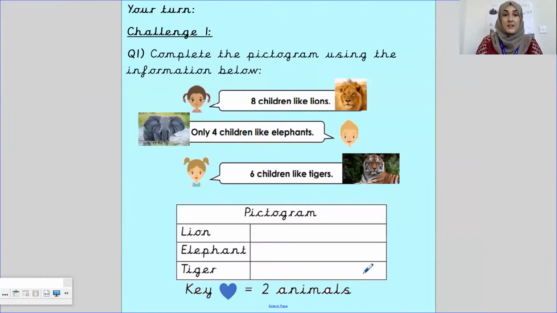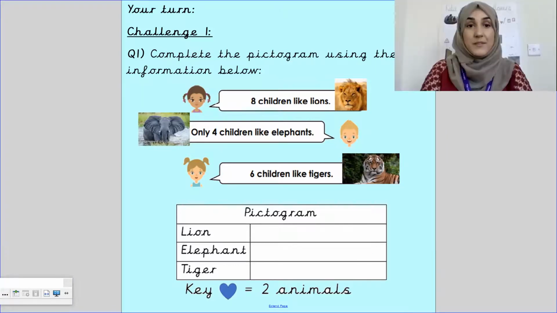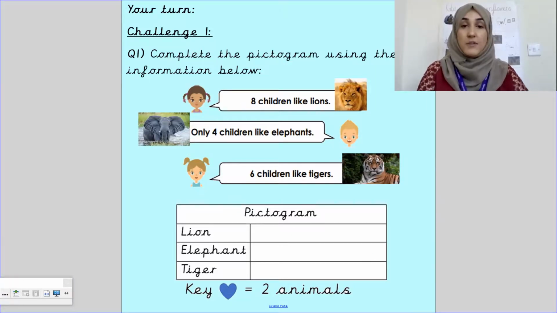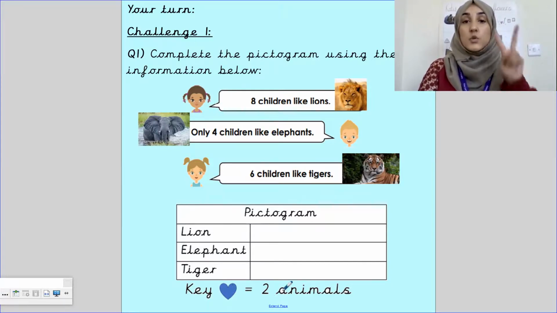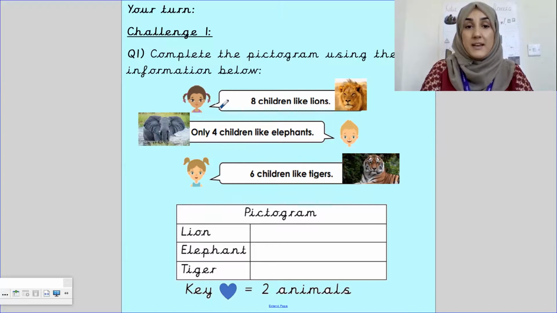Okie dokie. Your turn to complete your challenges. Challenge 1, question 1. Complete the pictogram using the information below. So there are 8 children who like lions, only 4 children who like elephants, and 6 children who like tigers. So here is a pictogram, and it says lion, elephant, and tiger. Now, using the key of 1 heart equals 2 animals, can you complete 8 lions, 4 elephants, and 6 tigers?